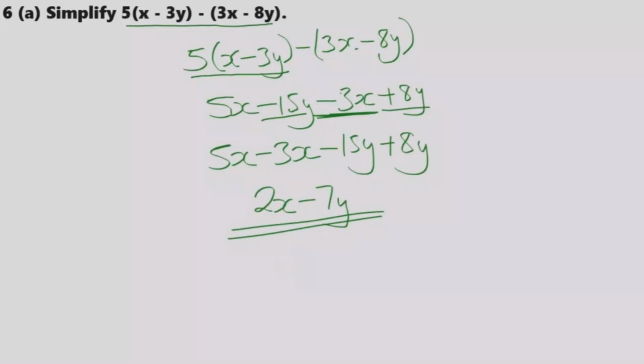So now that way we have simplified the expression, which is 5(x - 3y) - (3x - 8y). So basically that's how you go about that question.